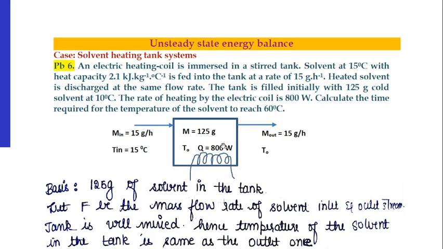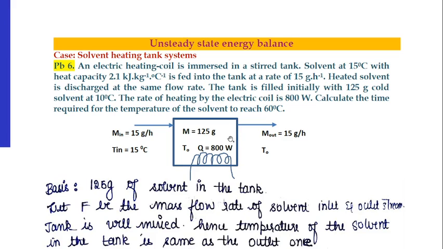Now also that liquid is continuously fed at a flow rate of 15 gram per hour. The heated solvent is continuously coming in at a flow rate of 15 gram per hour, and the inlet temperature is 15 degrees Celsius. The tank is filled initially with 125 gram of cold solvent at 10 degrees Celsius. So initially the temperature here is 10 degrees Celsius.